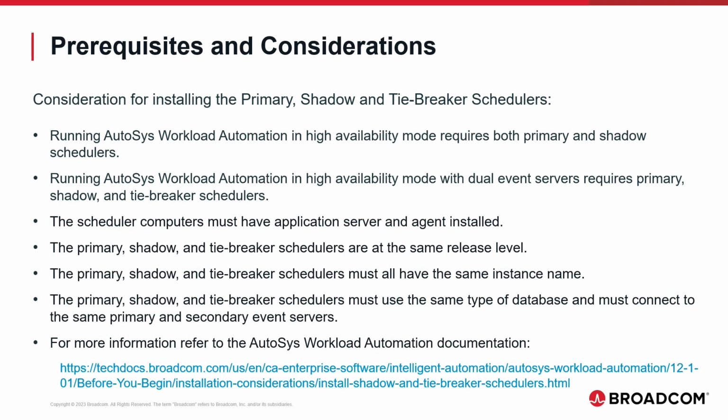The primary, shadow, and tiebreaker schedulers must be at the same release level. They must all have the same instance name. They must use the same type of database and must connect to the same primary and secondary event servers. For more information, refer to the AutoSys Workload Automation documentation.